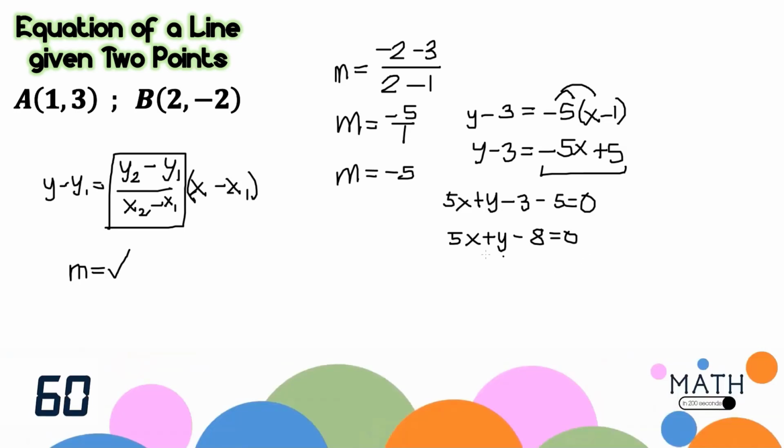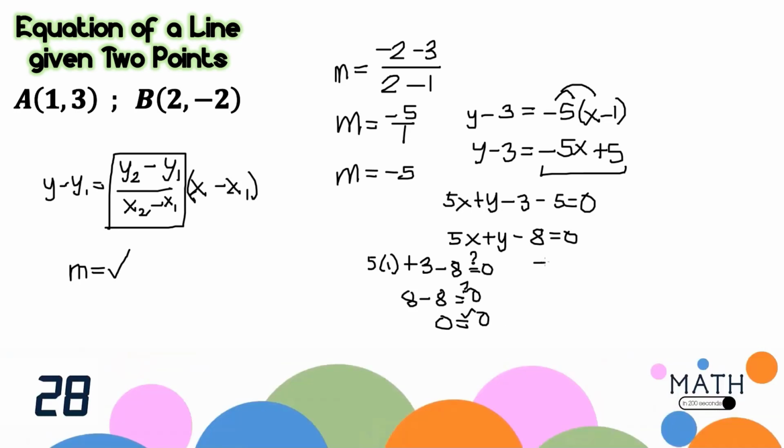Now, if you would like to make sure that your answer is correct, you could simply substitute both points in the equation and make sure that it is still equal to 0. So using 1 and 3 as our point A, you have 5 times 1 plus y, which is 3, minus 8, equal to 0? When you substitute that, you will have 8 minus 8, equal to 0. We have reached 0 equal to 0. We have satisfied the equation.